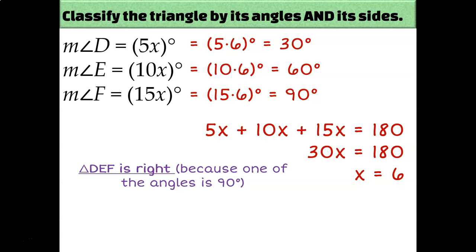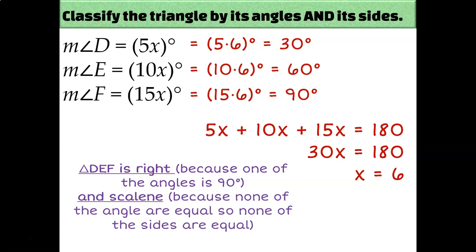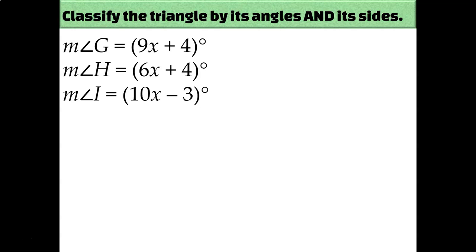But what about its side lengths? It must be scalene. If you have three different angle measurements, then you must have three different side lengths. And that's what we call a scalene triangle. All right, I want you to pause the video and try this last one on your own.